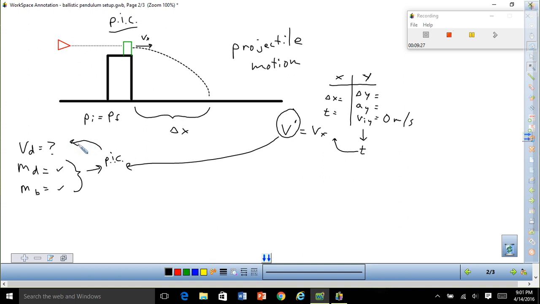And we will solve then for the initial velocity of the dart. And yay, happiness, declare victory. There it is. All right.